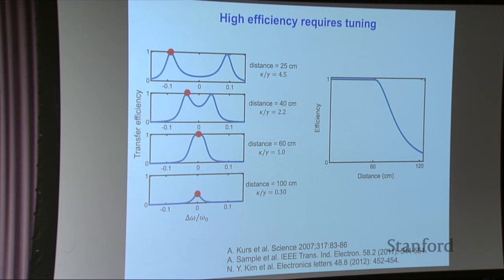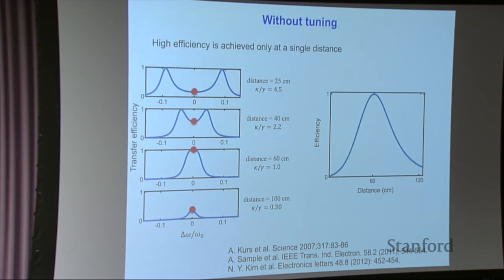On the other hand, if you do not allow tuning, in other words, you want to use the same circuit for every distance, then if you fix the frequency here, the efficiency at low distance is low, and then it reaches a peak and then drops. In other words, if you don't do any tuning, you will only have a single distance over which you can have efficient power transfer. Now, for a stationary situation, for example, if I'm trying to charge my laptop, this is probably not a major issue. You can always tune it.